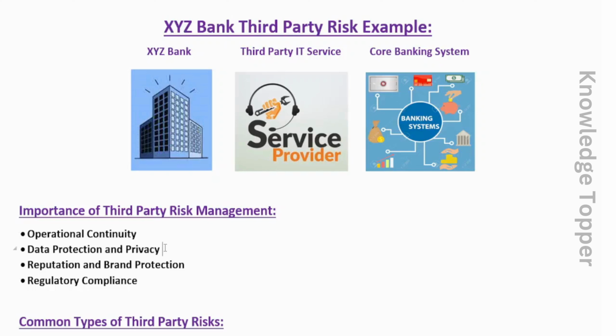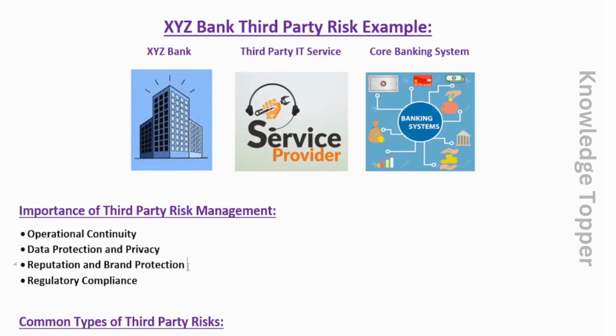The second importance is data protection and privacy. Third parties often handle sensitive data and have access to an organization's systems as well. So basically effective risk management always ensures that appropriate safeguards are in place to protect confidential information, and that they maintain compliance with data protection regulations as well. Like if we talk about our example, due to poor evaluation in selecting the third party IT services provider, XYZ Bank's data protection and privacy could be compromised.